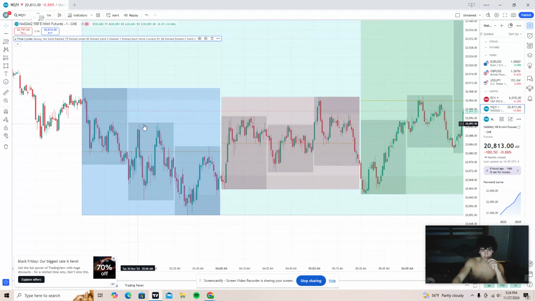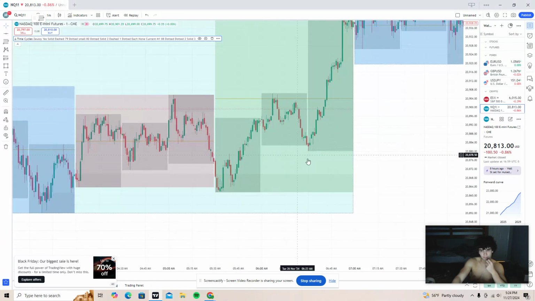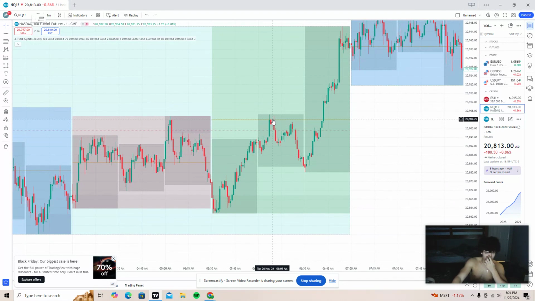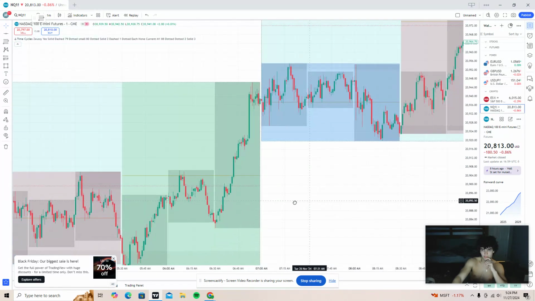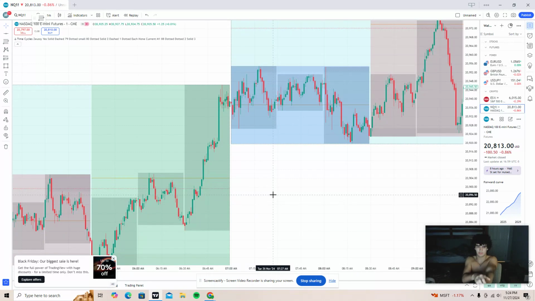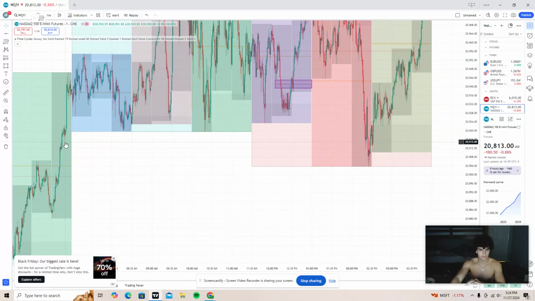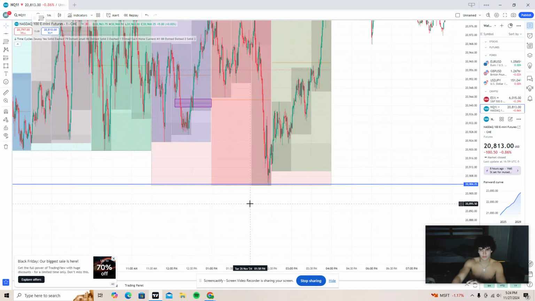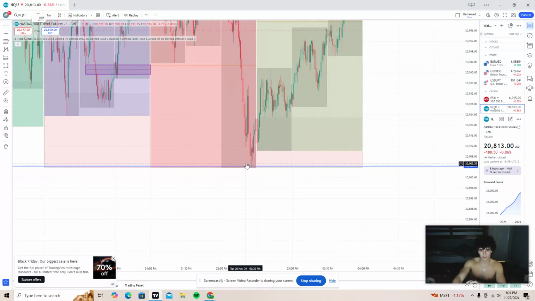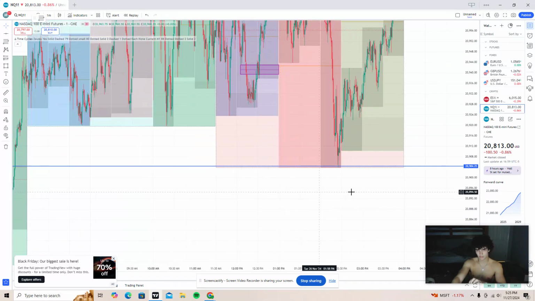But yeah, the midpoint of this 30-minute came up to it, then bounced off of it. See, the midpoint of this one came up here, bounced off of it, then broke through it. And then look right here. If you look at the midpoint of this previous time cycle, you can see price came and bounced off of it perfectly.